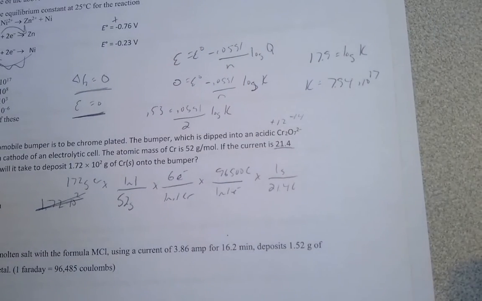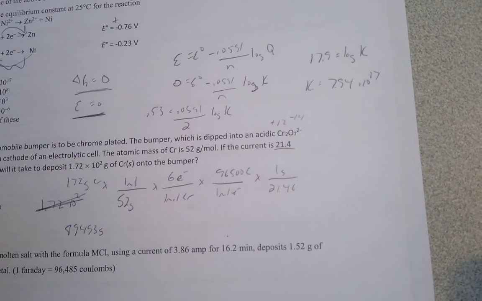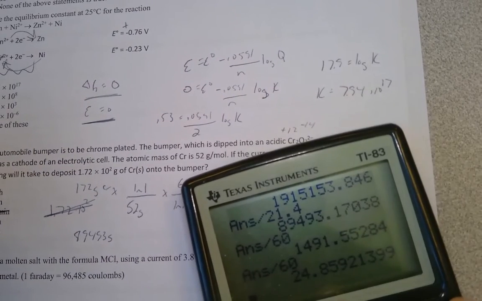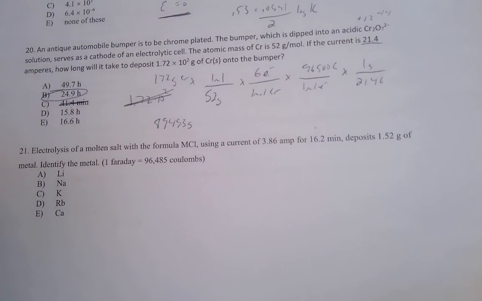And they've got this in terms of hours and stuff like that. So then I'll convert it to minutes and then hours, depending on what we're looking at. So 172 divided by 52 times 6 times 96,500 divided by 21.4. And that gives us 89,493 seconds. If we divide that by 60, that's going to give us 1,491 minutes. So it's not the minutes one, so we divide that by 60 again. And that gives us 24.85 hours, right? 24.85 hours. So that's here B, 29 hours.